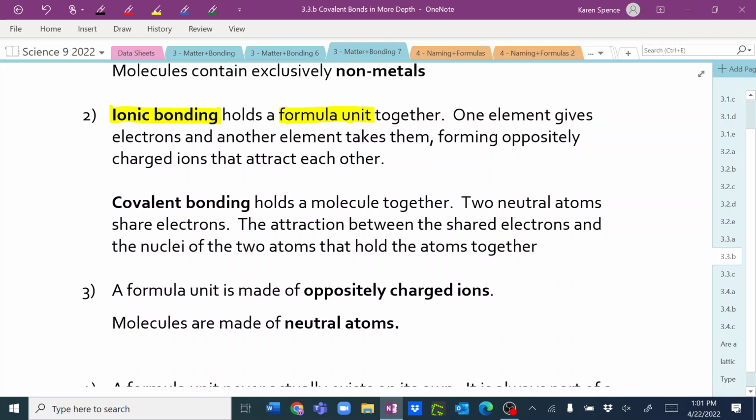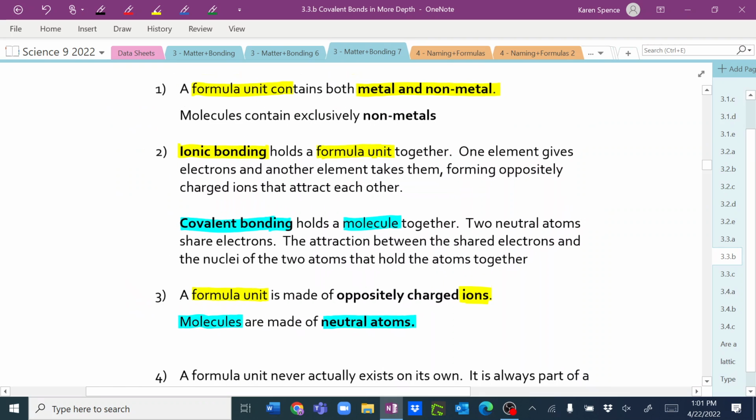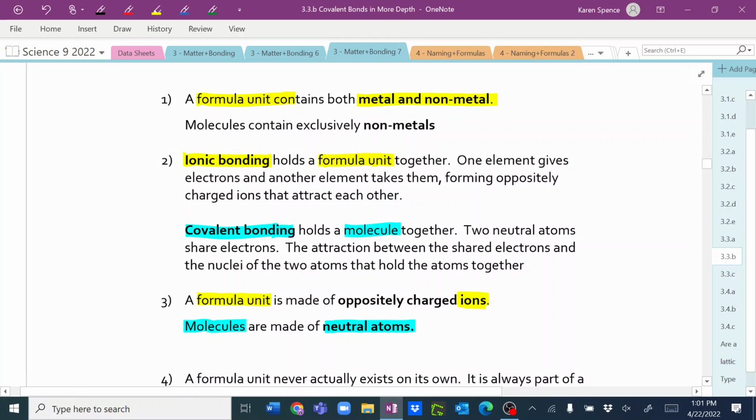Here's another one. A formula unit is made of oppositely charged ions. So the formula unit is made of ions, whereas molecules are made of neutral atoms. Here, I'll go back and color code these. Molecules are nonmetals. There we go.